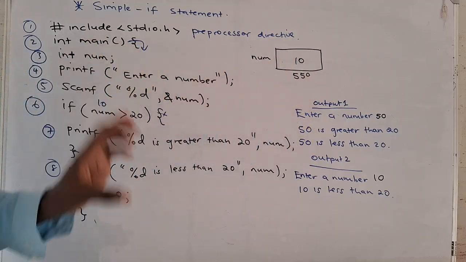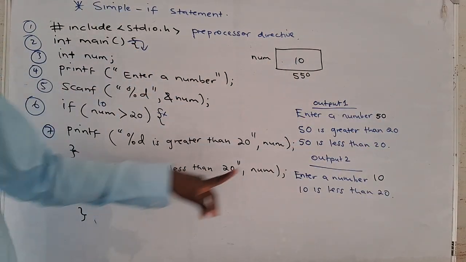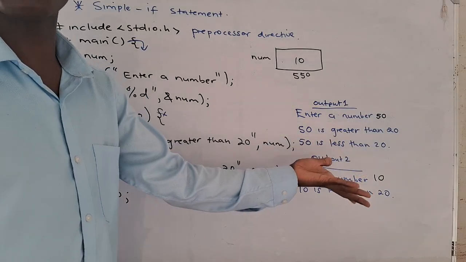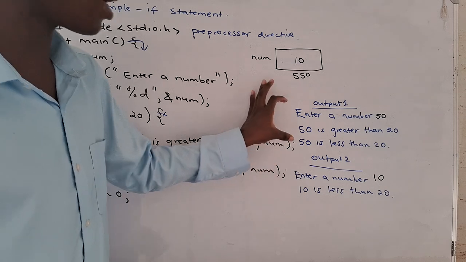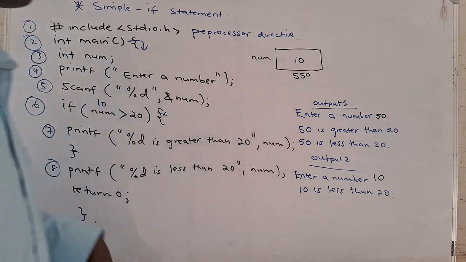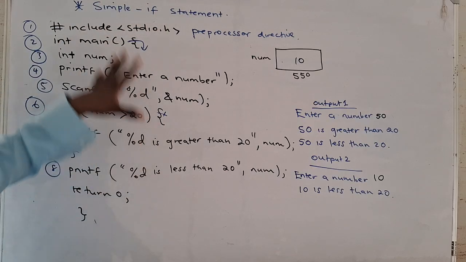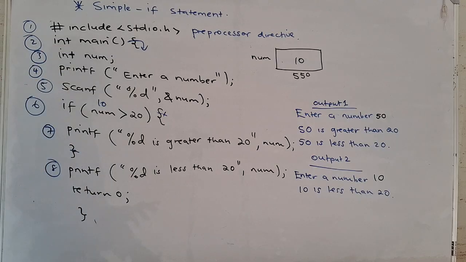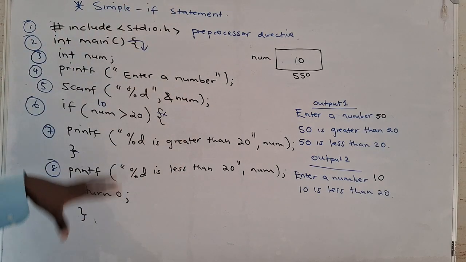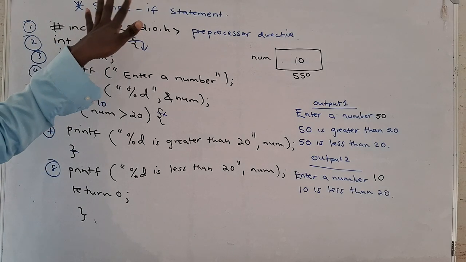This is a little bit biased, because it is saying 50 is greater than 20. At the same time, it is printing this statement, 50 is less than 20. Now I'm confused. Who is greater than the other? So we are going to solve this problem with the help of the if-else statement. Before we start talking about the if-else statement, I would like to draw the flowchart of the simple if statement.